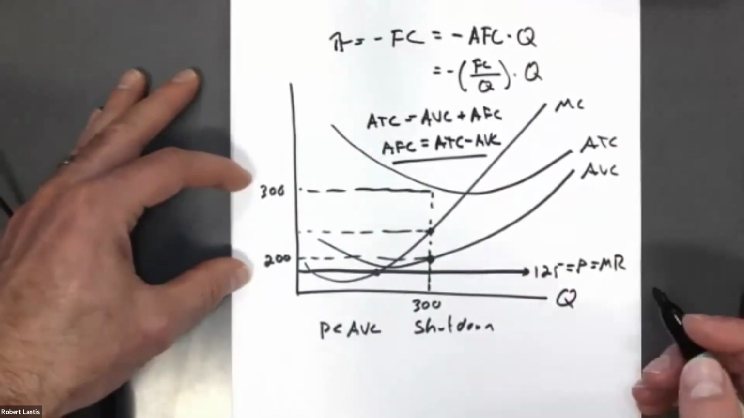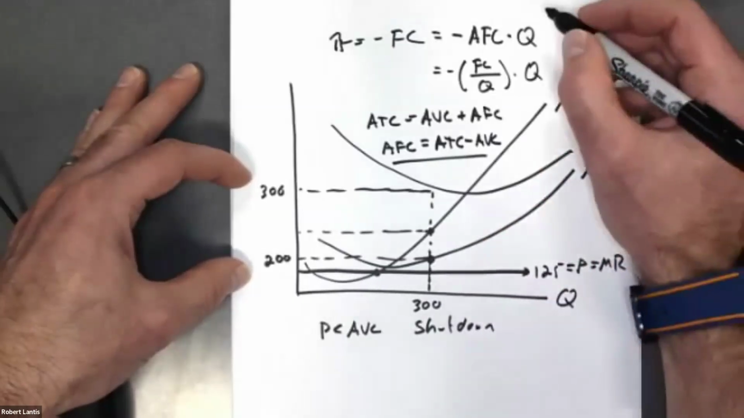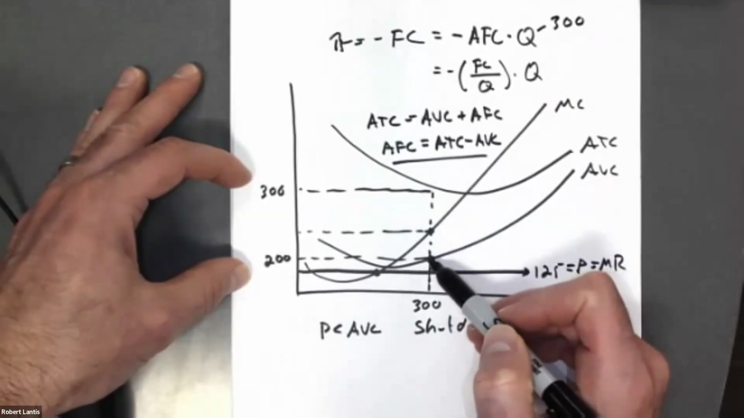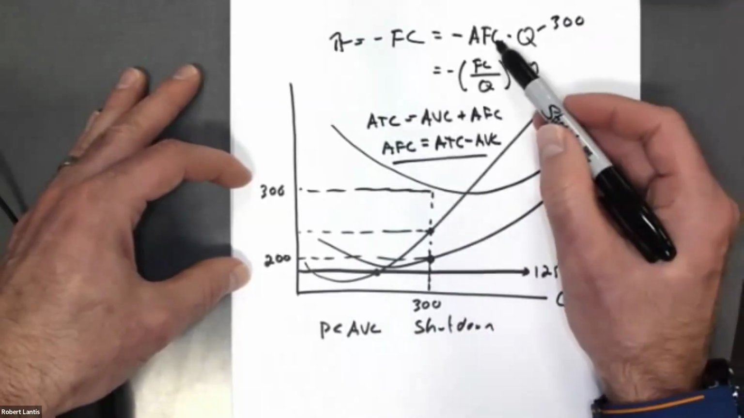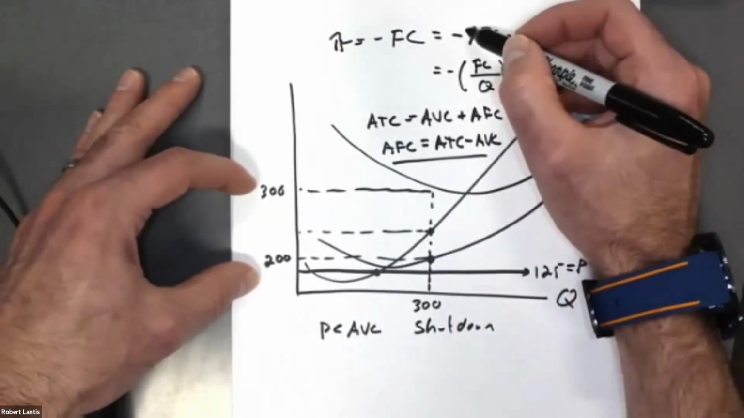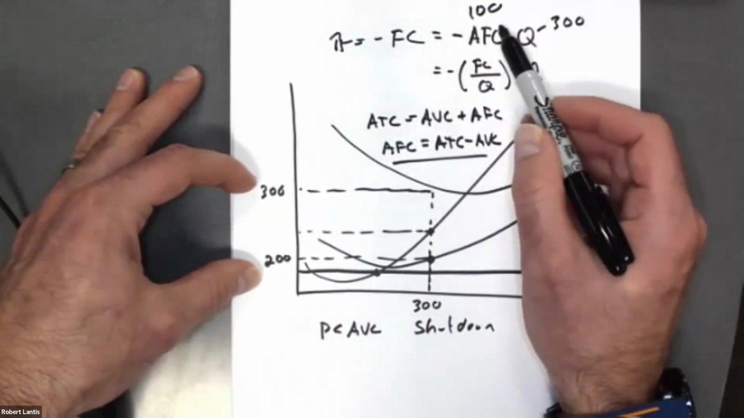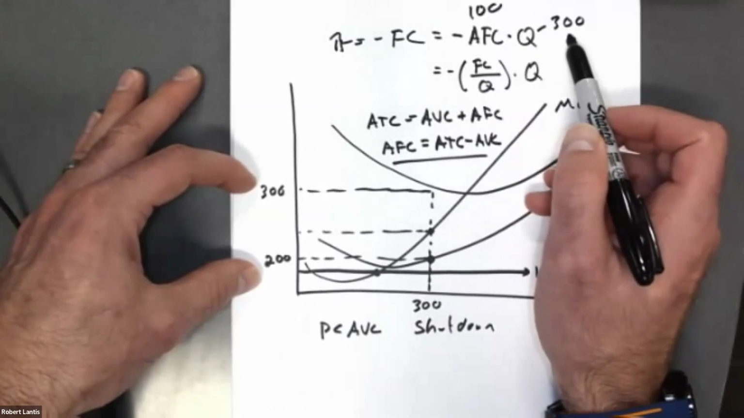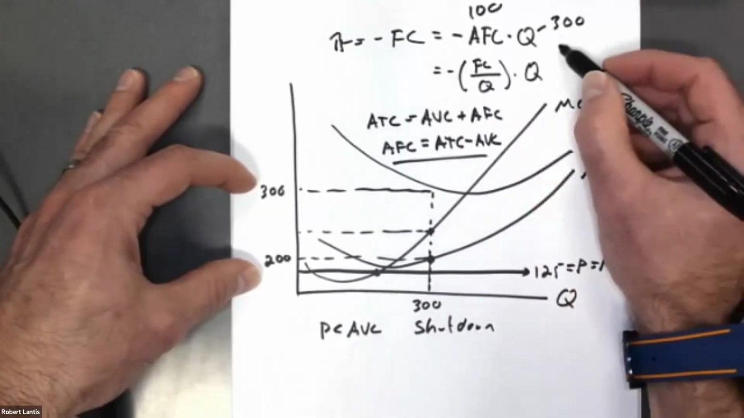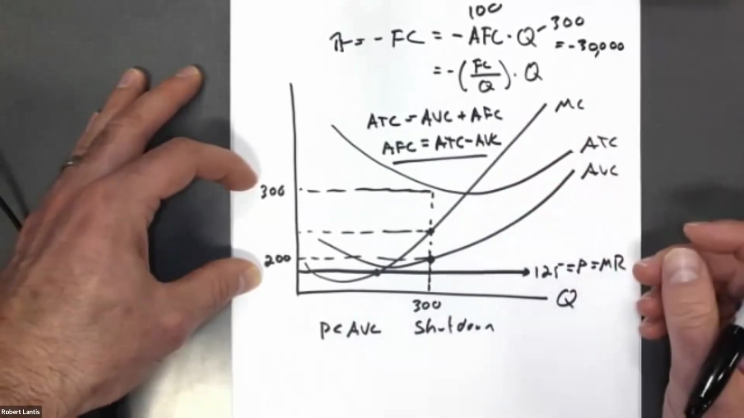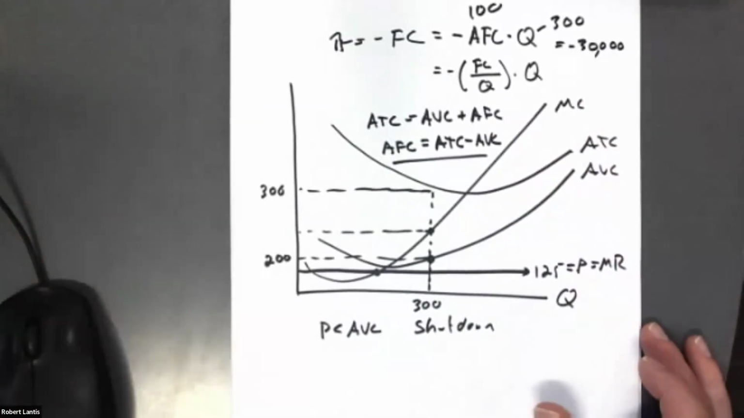So in this example, I'm looking at this quantity of 300. What's the difference between average total and average variable? That should represent my average fixed cost. So that would be 100 here. Right? So negative 100 times 300, I end up with negative 30,000 would be my profits.